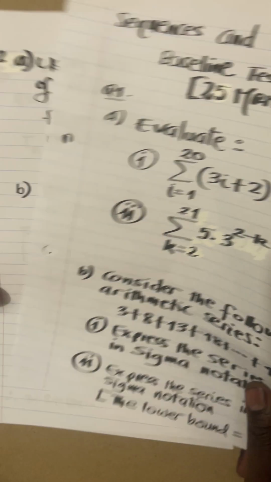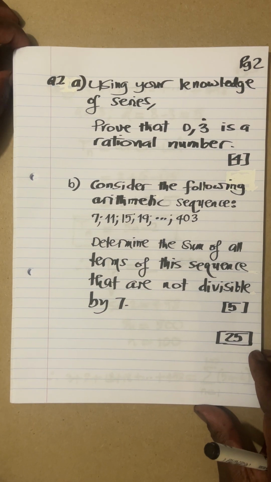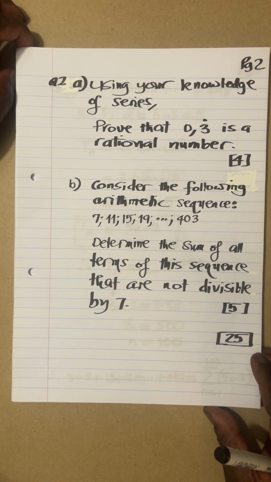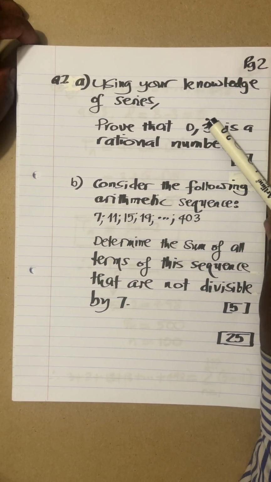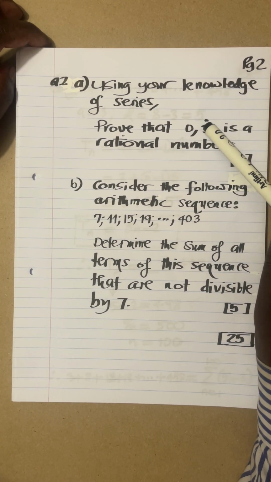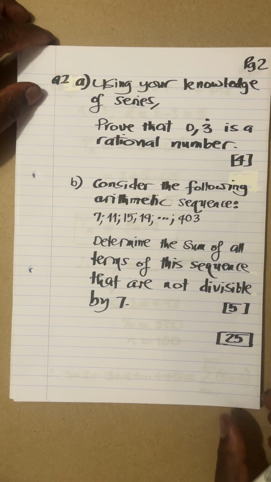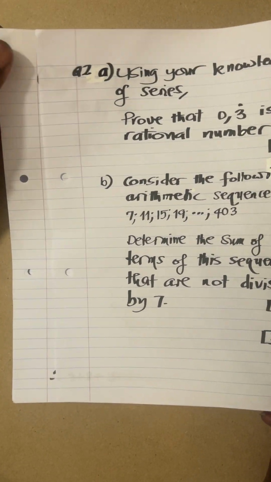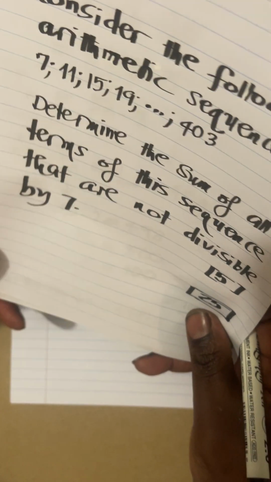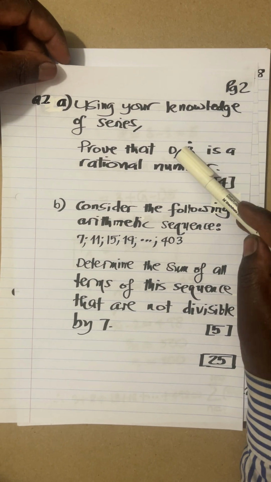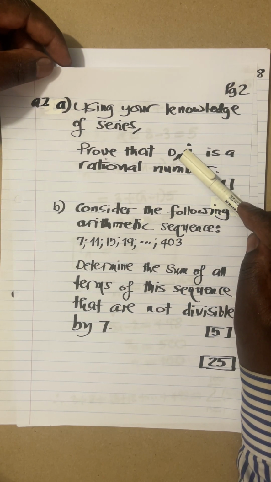All right, let's look at question number 2 then. Question 1 completed. Question number 2, here it is. It says, using your knowledge of series, prove that 0.3 recurring, with a dot on top, is a rational number. By definition, a rational number is a number that can be written in the form P over Q, where P and Q are integers and Q is not equal to 0. Basically, they're saying, express this as a proper fraction.